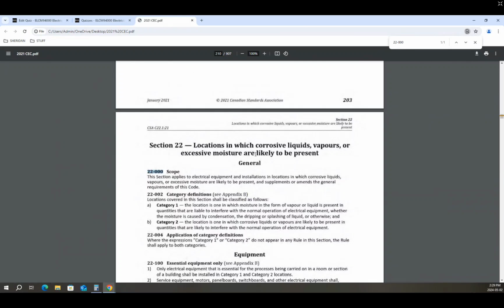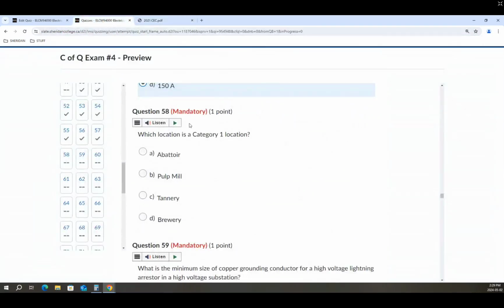Locations in which corrosive liquids, vapors, or excessive moistures are likely to be present. So we're looking for a location in which moisture in the form of vapor or liquid is present in quantities that are liable to interfere with normal operation of electrical equipment, whether the moisture is caused by condensation, dripping, splashing. Category 2, a location in which a corrosive liquid or vapor is likely to be present in quantities that are likely to interfere.